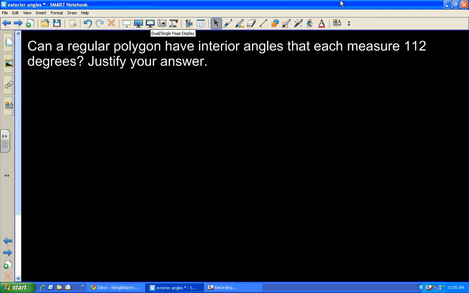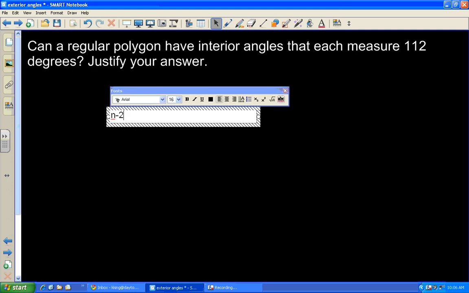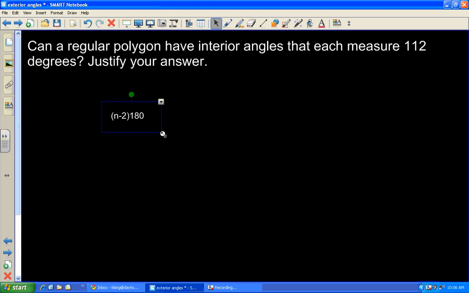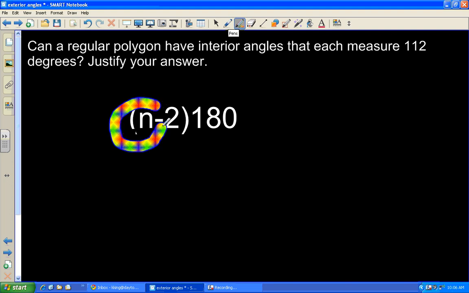This one says, can a regular polygon have interior angles that each measure 112 degrees, and justify your answer? So my first thought is, oh, interior, that's n minus 2 times 180, right? I know that formula. I'm really excited that I know that formula. But what does this problem not tell us? Why can we actually not use this one? What do we need to know in this formula? Yeah, to do this formula, we must know the number of sides.